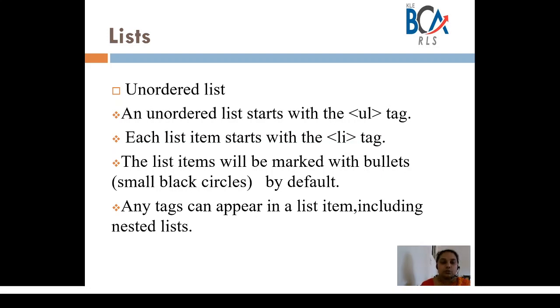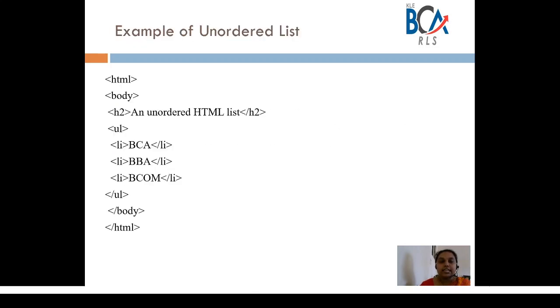We can also use the list style type property to define the style of the list item marker. It can have one of the following values, such as disk, circle, square, or none. Let's see an example of unordered list.